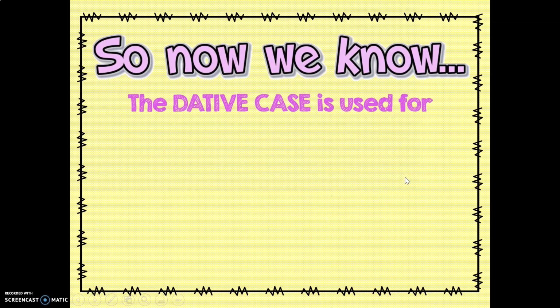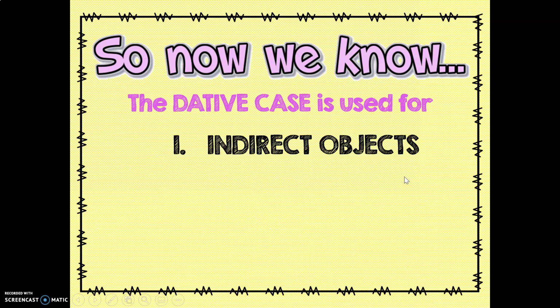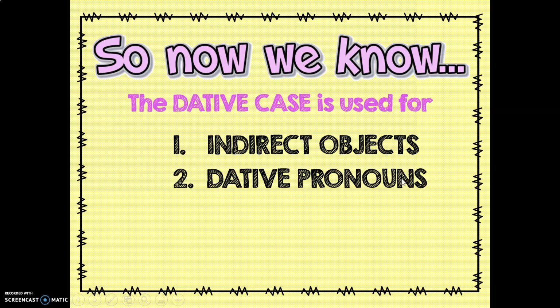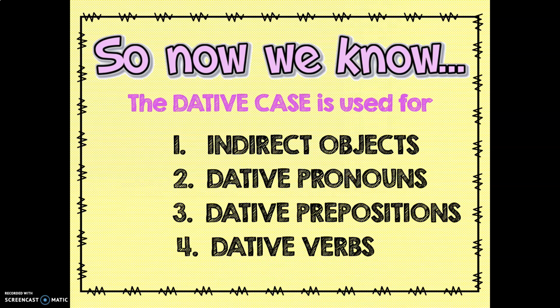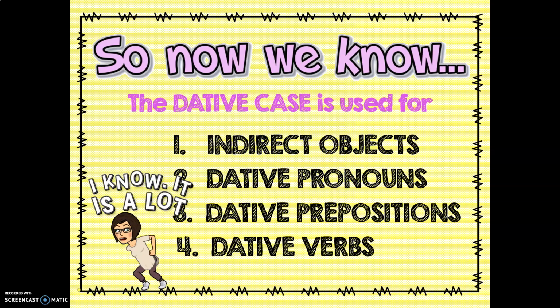So now we know that the dative case is used for indirect objects. Remember, that answers the question to whom or for whom. Dative pronouns. We will take a closer look at those in a later lecture. Dative prepositions. There are 8 of them. And dative verbs. It's a lot.